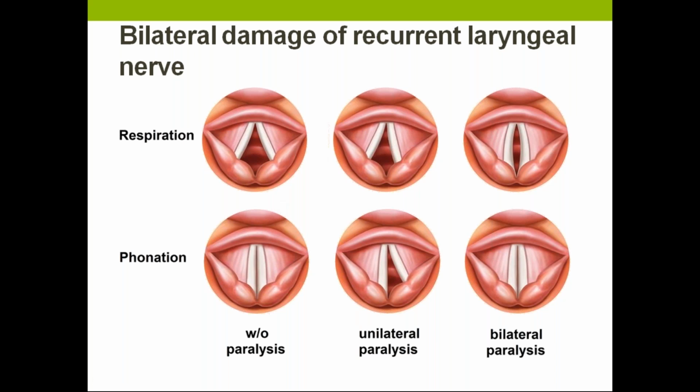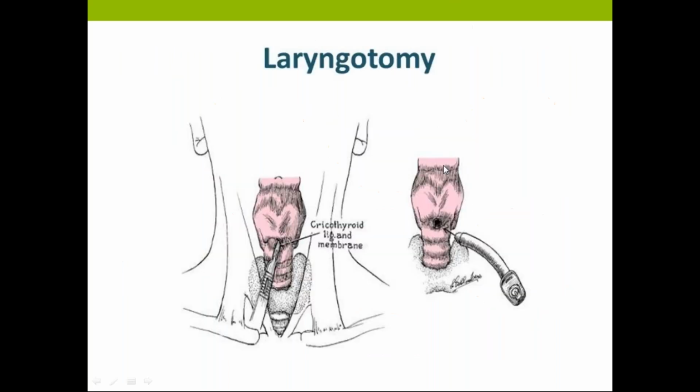Usually bilateral damage will occur during thyroid surgery. While removing the thyroid gland, they may accidentally damage or remove the recurrent laryngeal nerve, and in this case it will result. Even unilateral damage is because of thyroid surgery only. You can see the laryngotomy: the cricothyroid membrane is opened and an additional airway is established here.